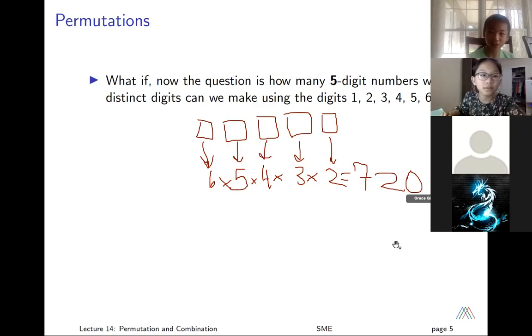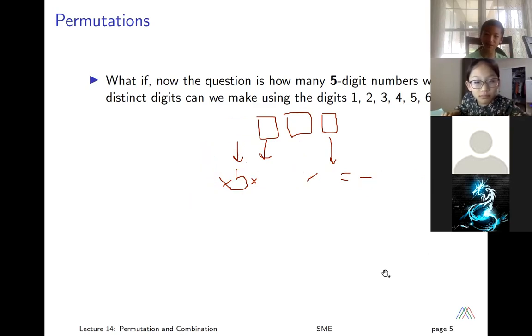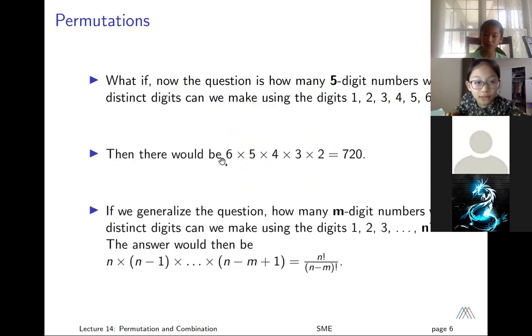Yeah, very good. So that's exactly how you would do it. You would figure out how many cases each digit has and then multiply them together. So very good. There would be 720 cases here, as Grace said. Now we're going to generalize this question. How many m-digit numbers with distinct digits can we make using the digits 1 through n? Okay.